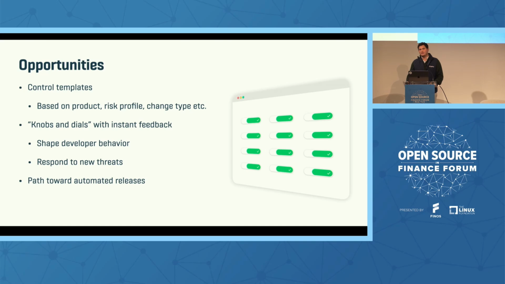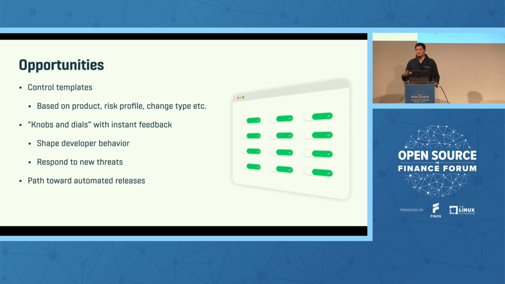So some opportunities that this provides: the ability to do different control templates, right? So being able to say, based on the product type or the risk posture, if it's internet facing, if it's higher risk, if it affects the movement of funds, right? You have different sets of control requirements that can be applied. And then you can even provide more context and say for a specific type of release, there's another set of controls that need to be applied.